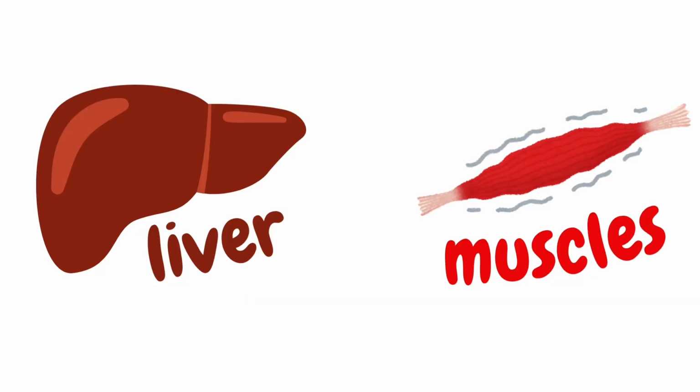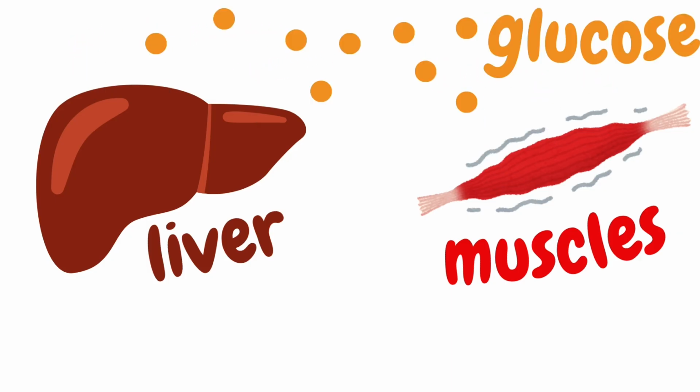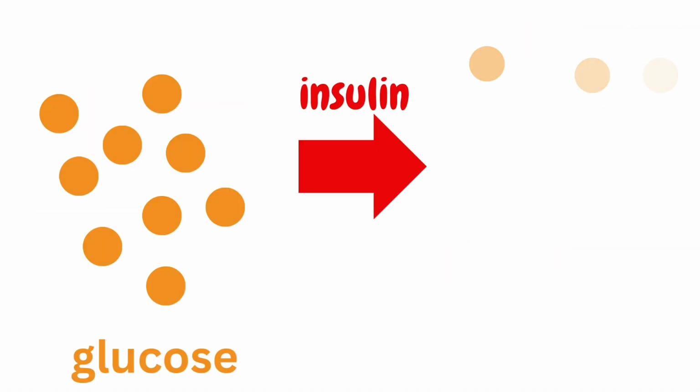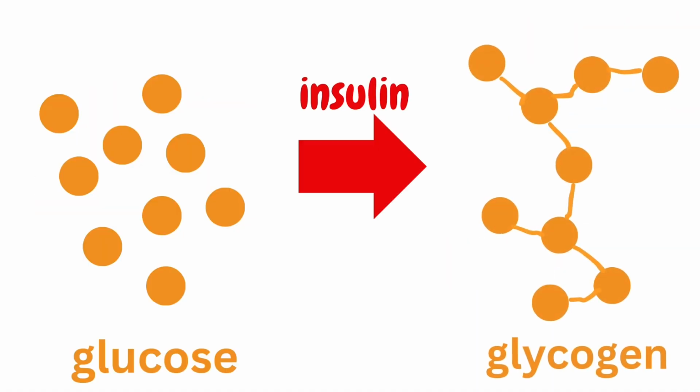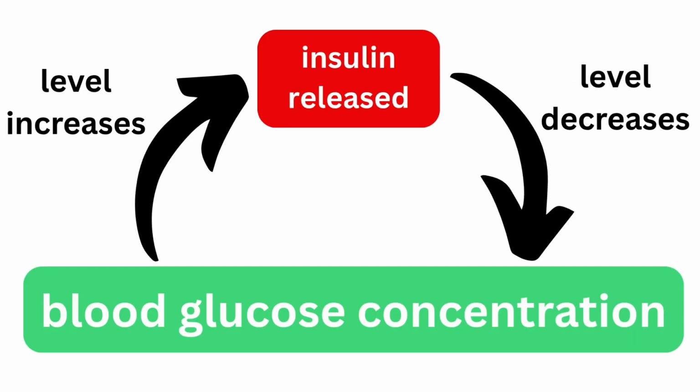Insulin travels through the blood to the liver and muscles. Cells of the liver and muscles contain little receptors that fit to insulin. So when insulin binds to these receptors, it triggers the liver and muscle cells to absorb the glucose. And the glucose is converted into a molecule called glycogen, and glycogen can be stored in the liver and muscles. Hopefully, you can now complete our negative feedback loop.